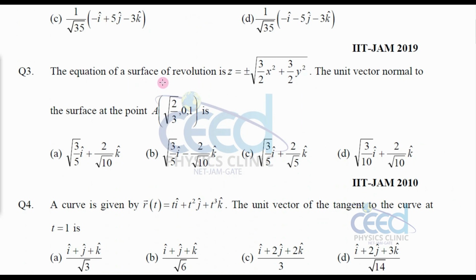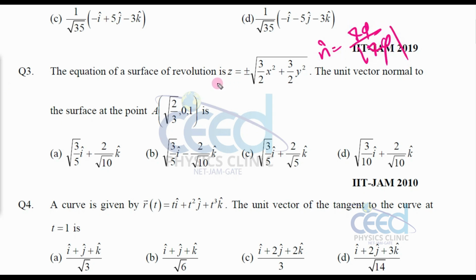The equation of a surface of revolution is z equal to plus or minus root of 3 by 2 x square plus 3 by 2 y square. The unit vector normal to the surface at the point A, root 2 by 3, 0, 1, is, right? So we need to find the unit normal vector. In order to find a unit normal vector, we have already studied the theory, that is del phi divided by mod del phi, right?